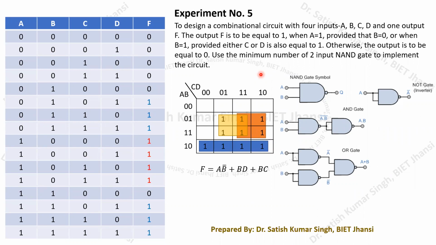So in today's video, we are going to conduct our experiment number 5. The objective of this experiment is to design a combinational circuit with 4 inputs A, B, C, D and one output F. The output F is to be equal to 1 when A equals 1, provided that B equals 0, or when B equals 1, provided that either C or D equals 1. Otherwise, the output is to be equal to 0.